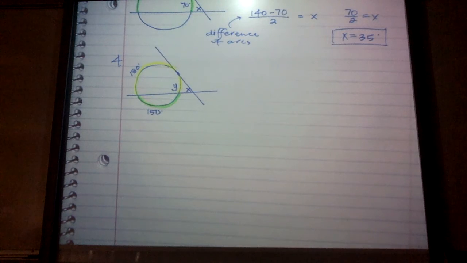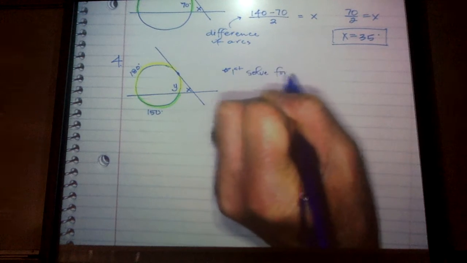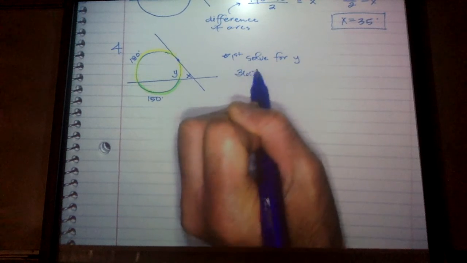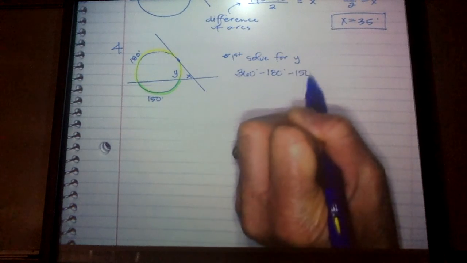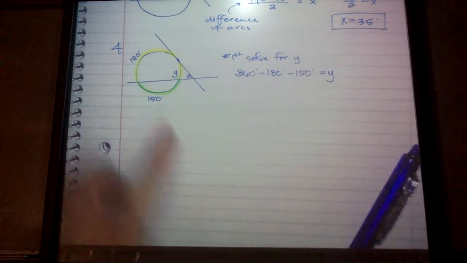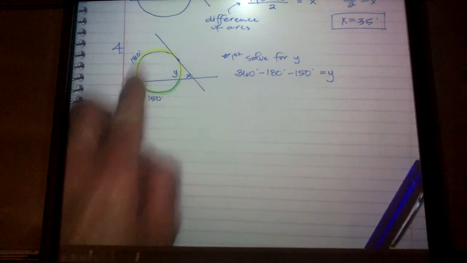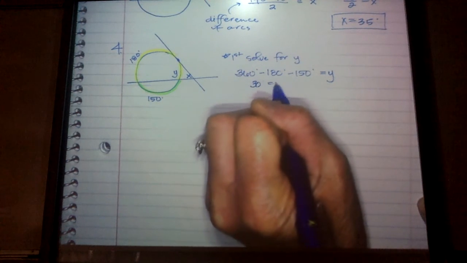So the first thing I have to do is solve for y, okay? I know that an entire circle is 360 degrees. So 360 minus the 180 minus the 150 should equal y. If I worked my way all the way around, this portion here is 150, this portion here is 180, and this portion here is y. So if I subtract 180 from 150, I believe that's 330. So that would mean that 30 degrees equals y.